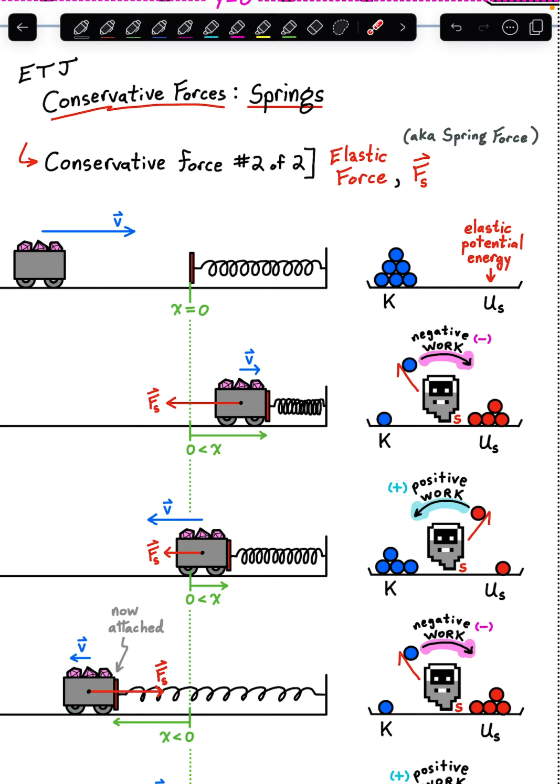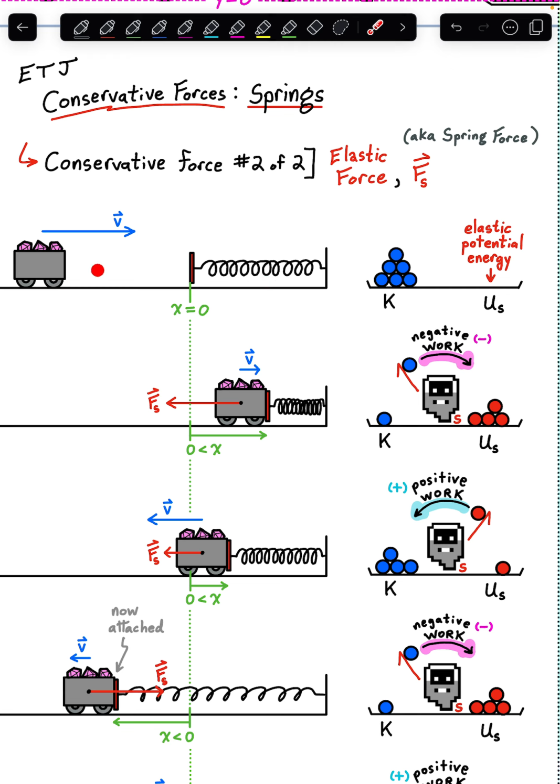The second conservative force to discuss is the elastic force, also known as the spring force. So we abbreviate it F subscript little s. Here's a spring. It's attached to a wall at the right end. Its left end is going to be free to move, and we'll note the location of the left end by the coordinate x.